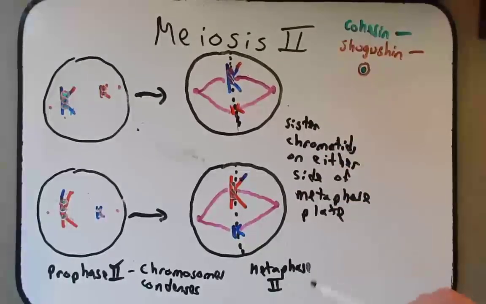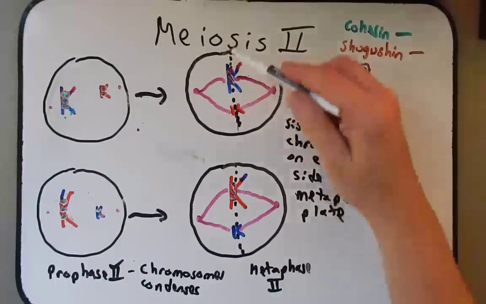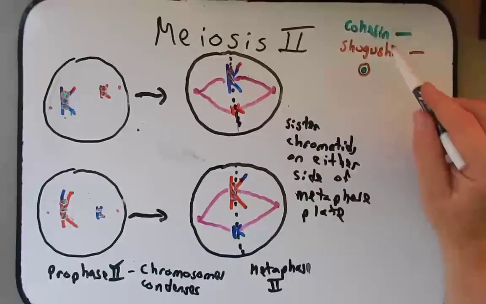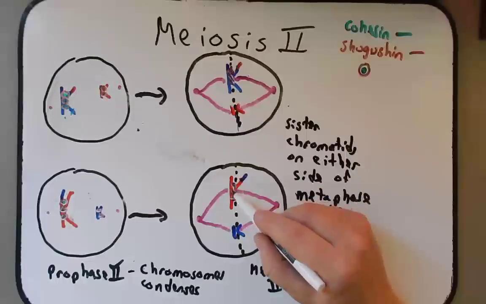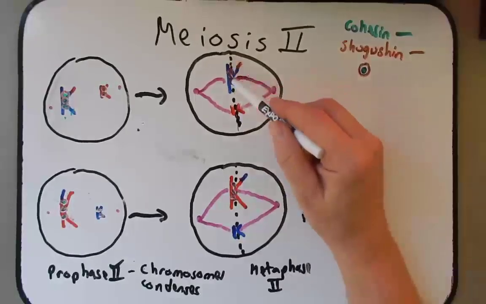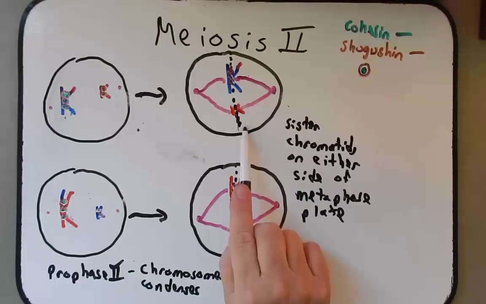And that's important because when we see anaphase 2 and telophase 2, that's when you're going to see them pulling apart. So they need to be along this metaphase plate. Now the sister chromatids are still held together because of cohesin and shugoshin holding them together in between. So the hallmark of metaphase 2 is that they line up along the metaphase plate in such a way that on either side of the metaphase plate are sister chromatids.